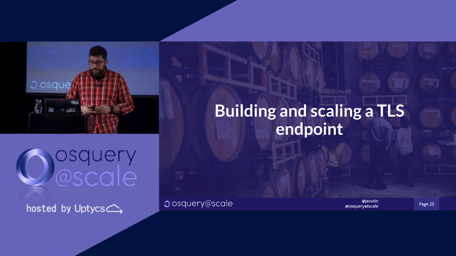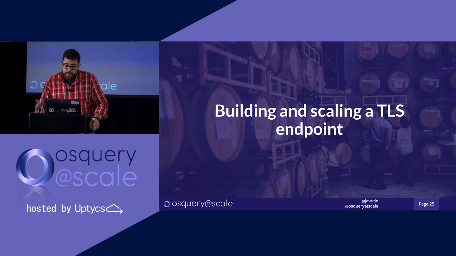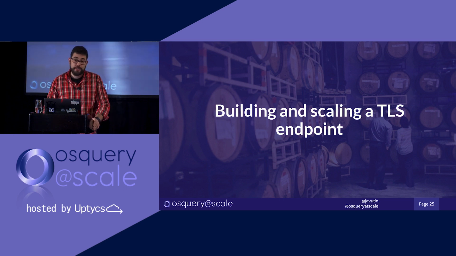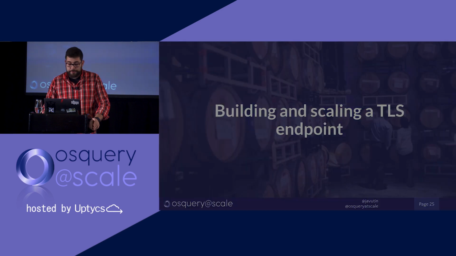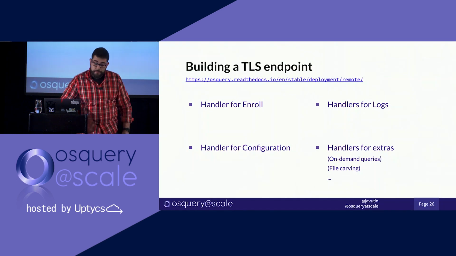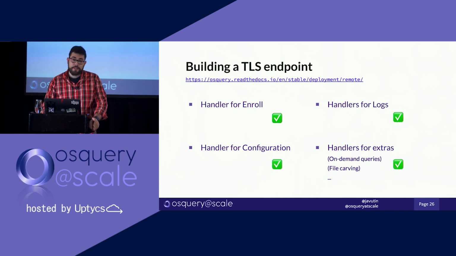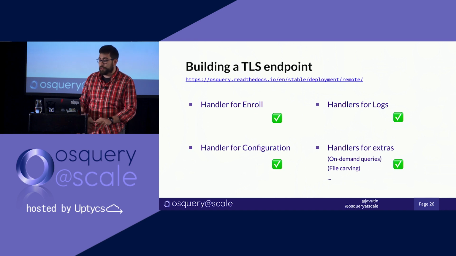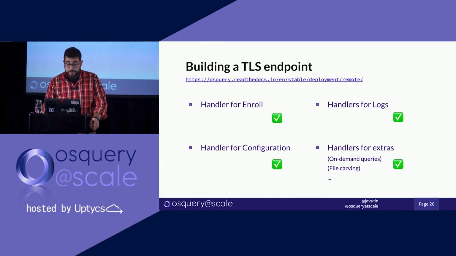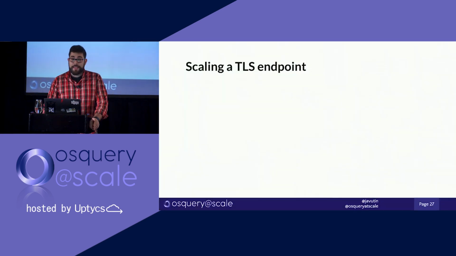Now, we are going to discuss a little bit how to build and scale a TLS endpoint that we just learned how to implement. So basically we now have a handler for enroll, a handler for logs, a handler for configuration, and then a handler for extracts, whether it's on-demand queries or file carving. What is the next step?